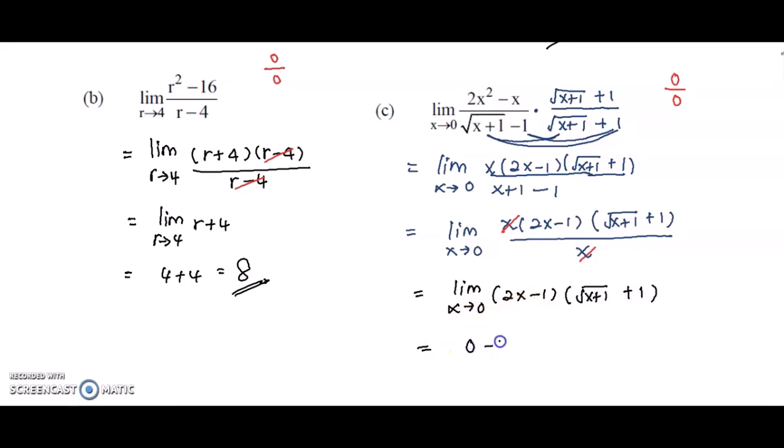We get 0 minus 1, multiplied by surd of 1 plus 1. Then you have 2 over here. Multiplied by negative 1, you get negative 2.